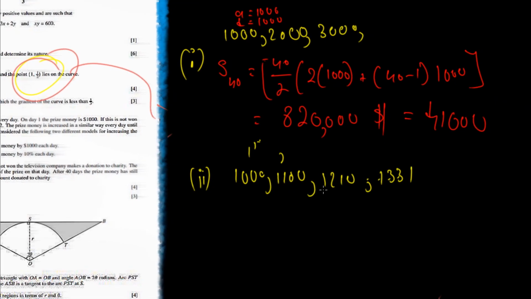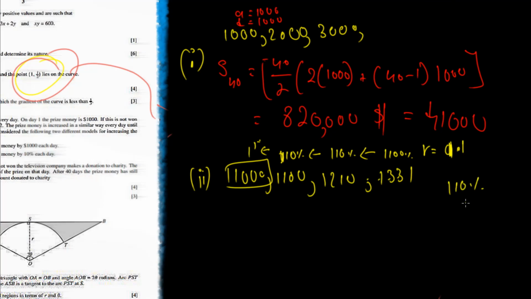Therefore, our value for R is going to be 1.1. Why? Because it's 10% more, in the sense that if I look at my first term, my second term is going to be 110% of that, and the third term is 110% of the second term. If I convert 110% into a ratio, it becomes 1.1, which is exactly our value for R. So our value for R is 1.1.